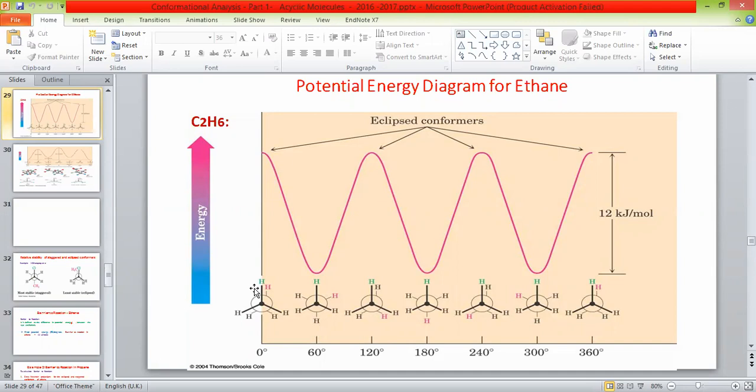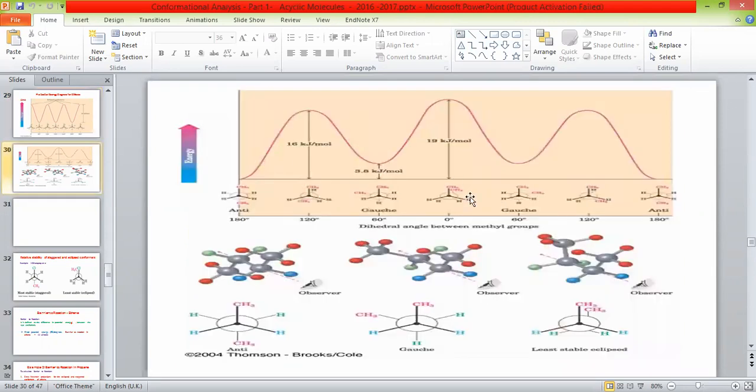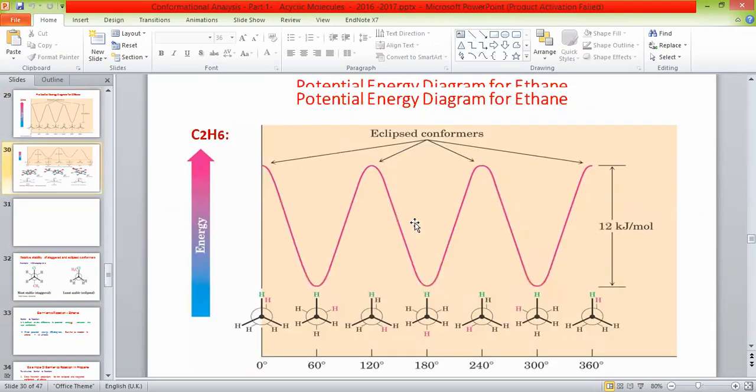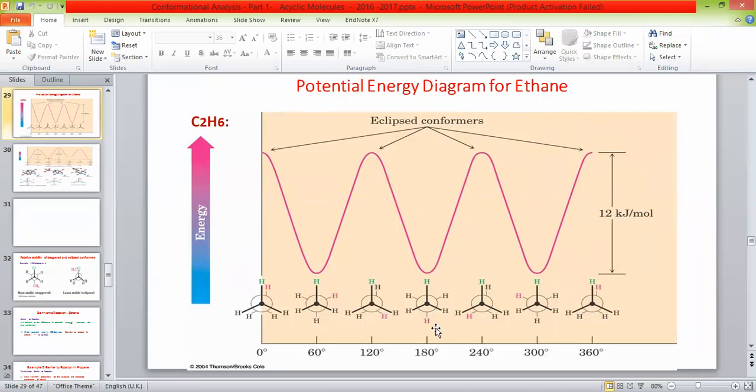You only put a total eclipse structure at 0 if you are using dihedral angle on the x-axis. If you change the x-axis and write rotation, you put the first structure you draw as the first structure that comes out there. This method is quick, safe, and it doesn't lead you to make mistakes if at all the energy diagram is asked of you to draw.